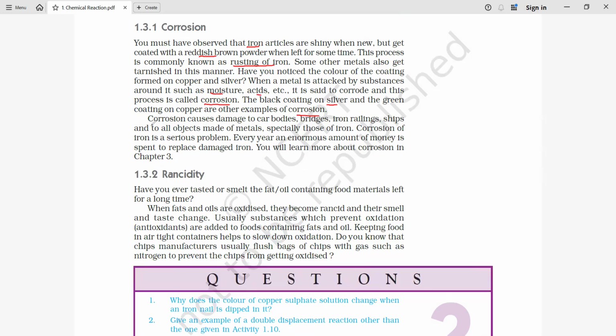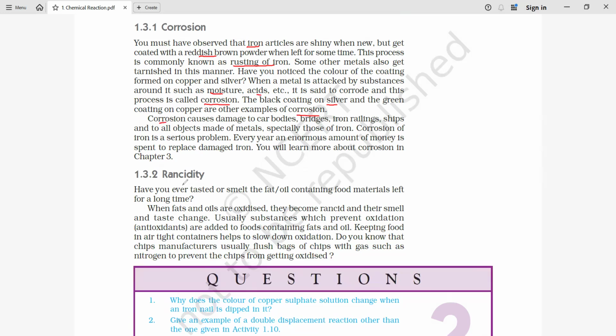So generally, due to corrosion we have a lot of damage. Again we have to go for maintenance. A lot of money is spent on replacing the damage due to corrosion and rusting.